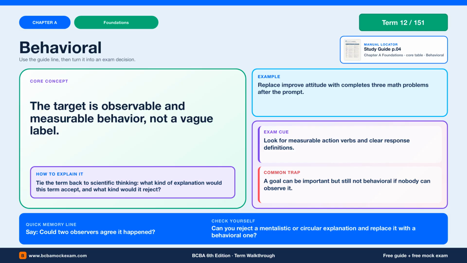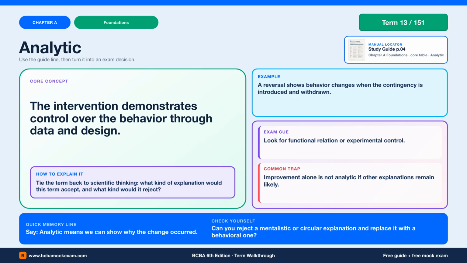Memory line. If observers cannot see it, define it better. Analytic. Analytic means you can demonstrate control over behavior. In plain English, the data and design show that the intervention, not something else, caused the change. For example, in a reversal design, behavior changes when a contingency is introduced, withdrawn, and reintroduced. The exam cue is functional relation, experimental control, or ruling out alternative explanations.